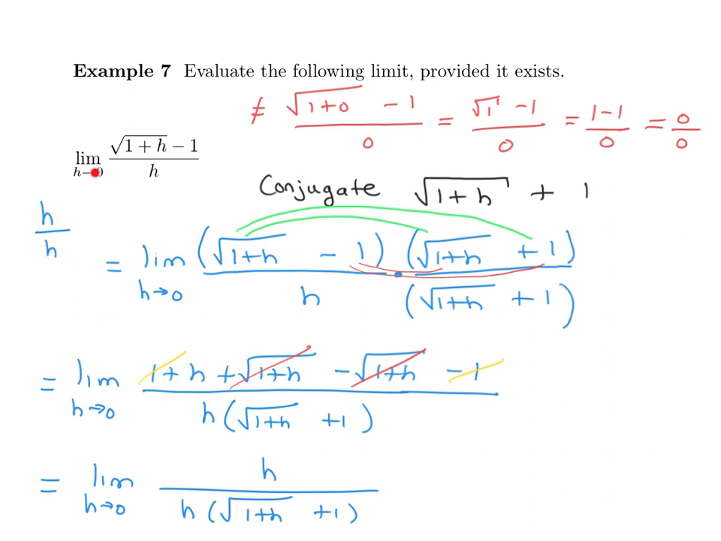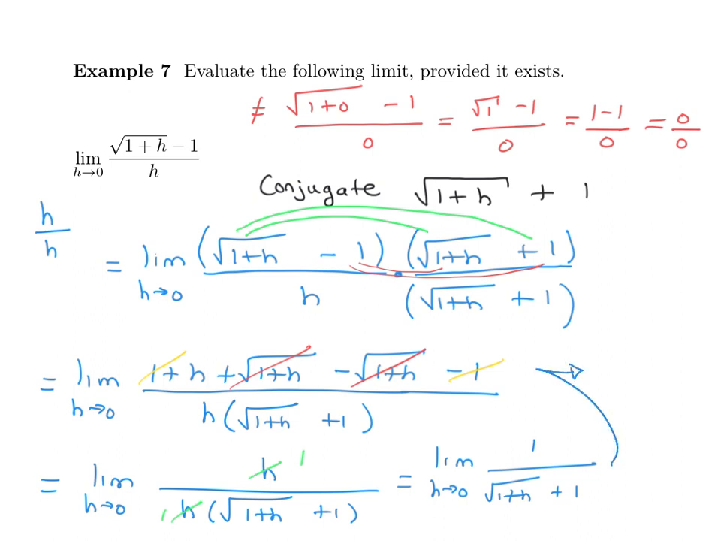I was hoping to cancel an h over h, and I can. So here I can say, well, this h cancels, and so does that. They're just ones. I can write this whole thing as the limit as h goes to 0 of simply 1 divided by, I don't need the parentheses anymore, the square root of 1 plus h plus 1. Can you now simply put 0 in place of h to get your answer? Definitely. So I'll continue that work here.